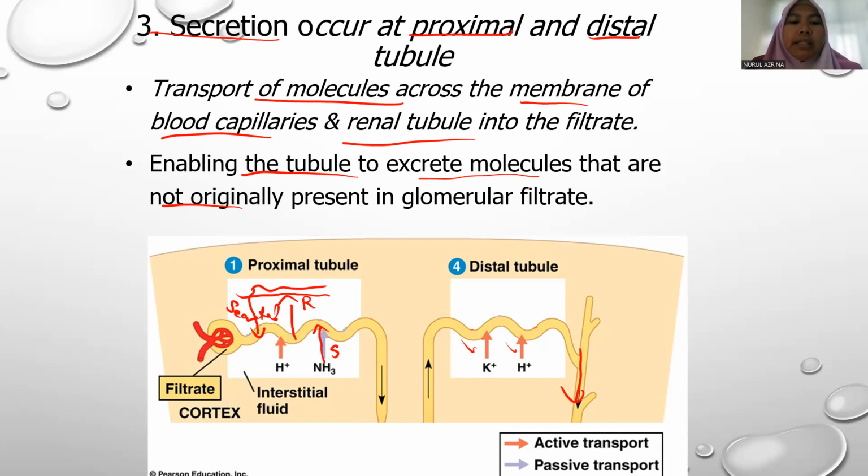Next, let's see what happened here. We have the secretion process that happens in the proximal and distal tubule. Same as before, you have to take note of the mode of transportation of the solutes or molecules. Here at the proximal tubule, you can see there is active secretion of hydrogen ion and passive secretion of ammonia. And at the distal tubule, you have active secretion of potassium and also hydrogen ion.